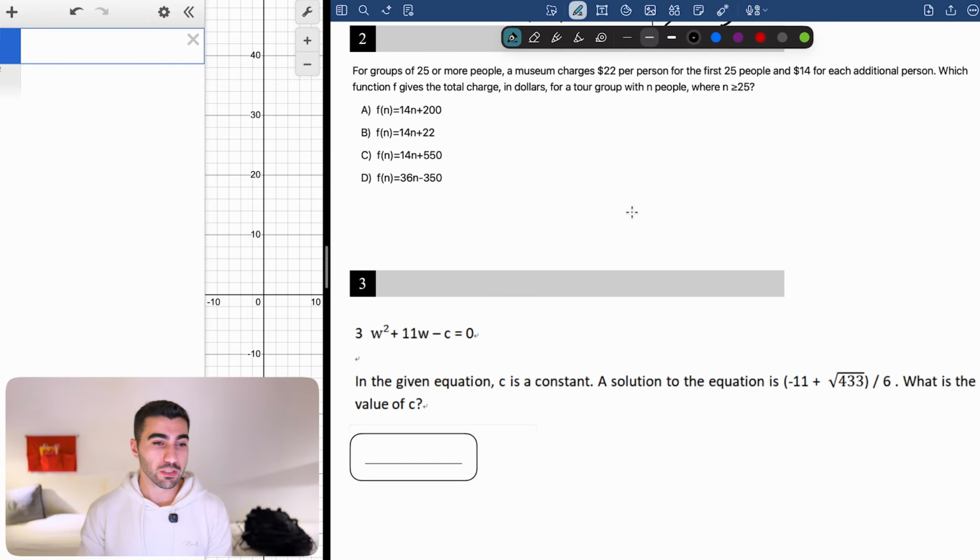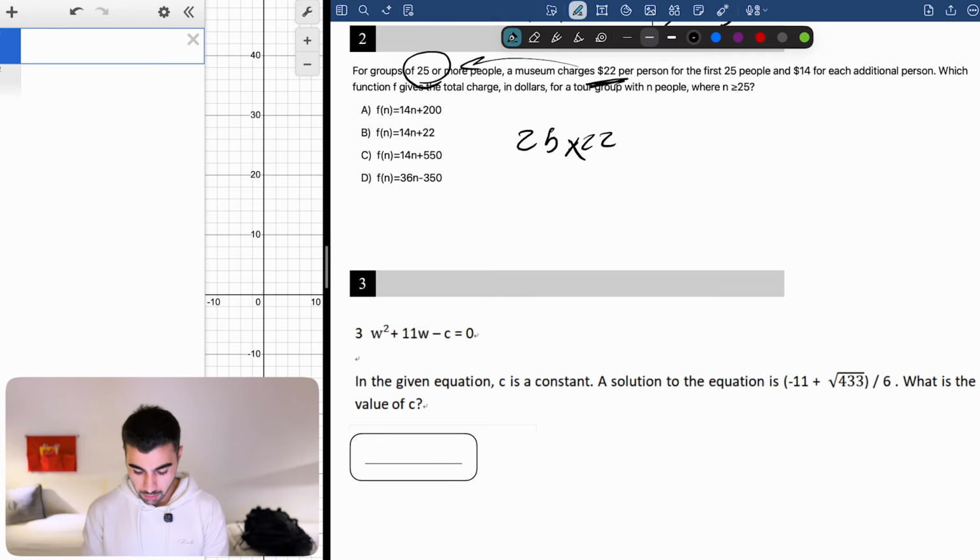Which function f gives the total charge in dollars for a tour group with n people, where n is larger than or equal to 25? What we're going to do here is that we know we're going to charge $22 for the first 25 people. So that's going to give us 25 times $22 in total, plus $14 per each additional person. So 14 times each additional person.